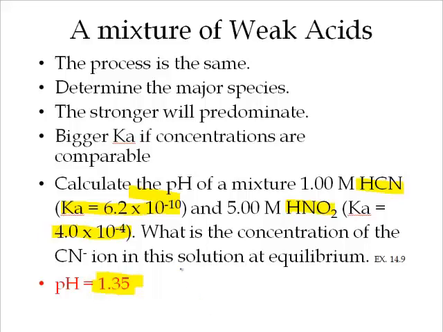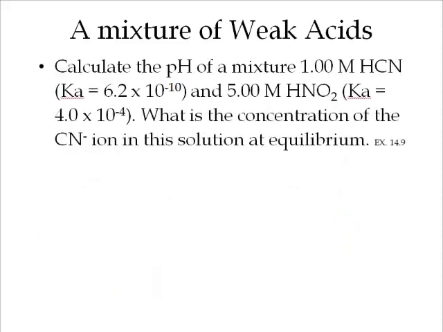But let's look at this other problem, because this other problem is rather interesting. You guys know how AP likes to throw us some interesting problems. What's the concentration of the CN minus ion in the solution at equilibrium? Now, I just told you that we're not even going to worry about this acid right here, the 1 molar hydrocyanic acid, but we are being asked about the concentration of this CN minus. So we've got to do a little work to figure that out. Let's look at the next slide, and I'll show you how this works.